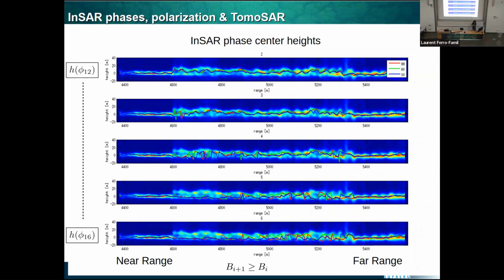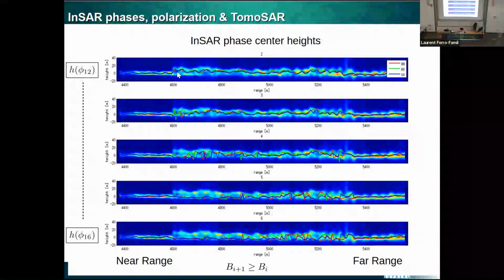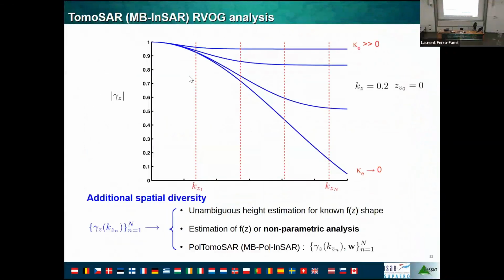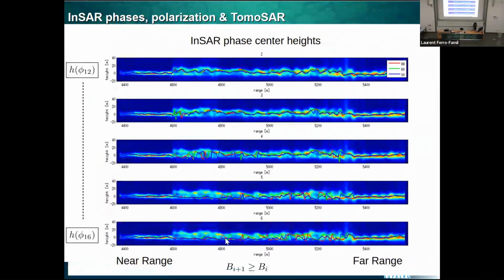Tomography works because for the same point, when we combine all these interferograms, we can go from the bottom to the treetop. Okay. And this is how imaging works. It's another way of looking at imaging. When we have a small baseline for a given volume depth, we have a very high correlation value. And when the baseline increases, the volume is not correlated anymore. And what we see is only the ground.